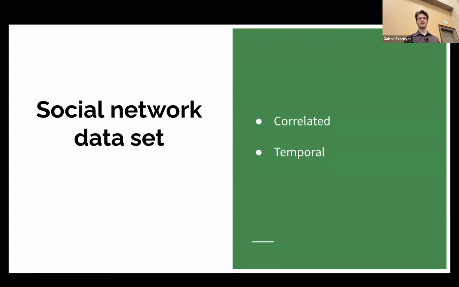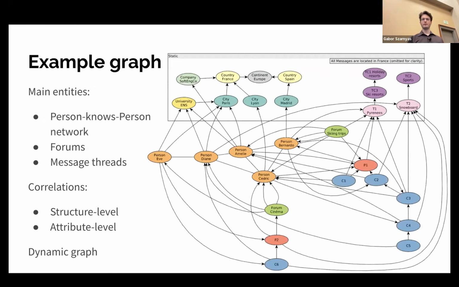Let's take a look at the dataset through an example. So what you can see here is an actual graph instance, with the core being the social network of people. So these are people who know each other and tend to do activities together. And in the social network, they communicate through forums. Forums are just one layer between the persons, and all the forums have trees of messages, which start with a post, and then comments are sent as replies.